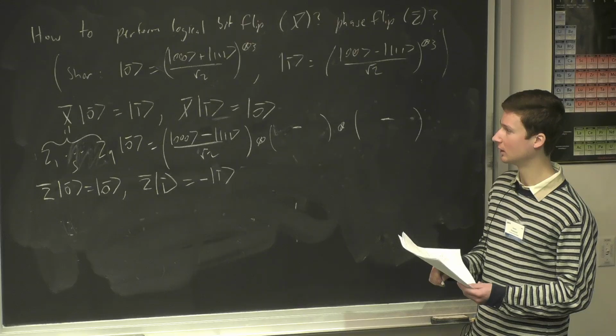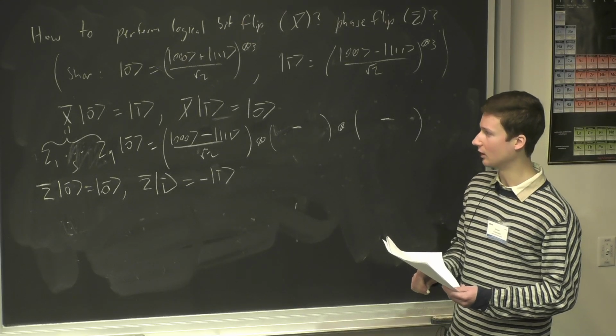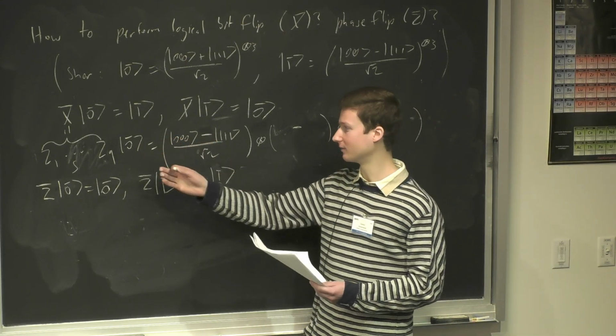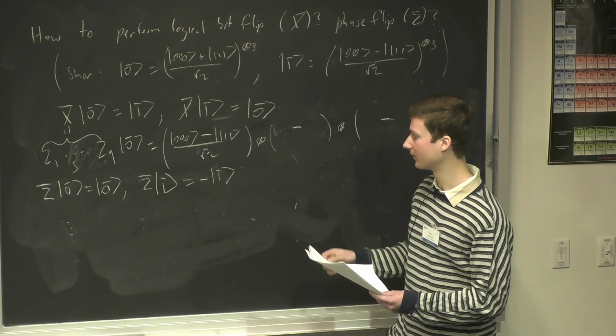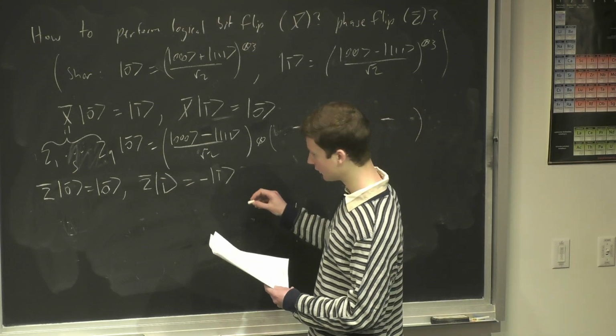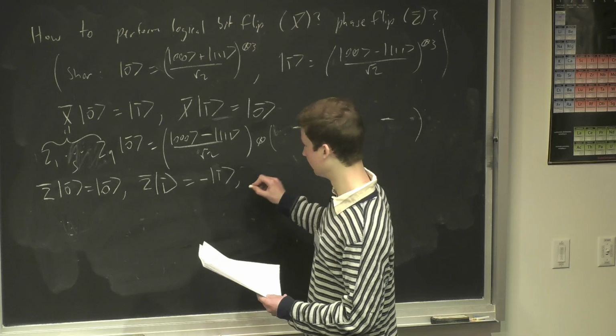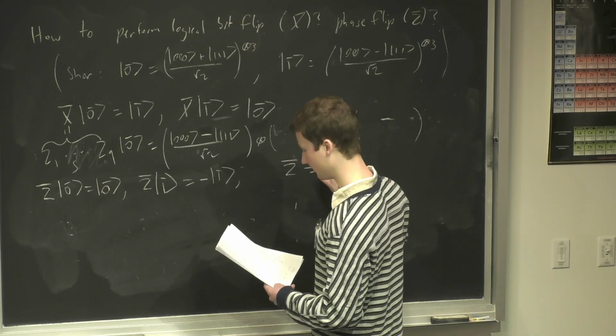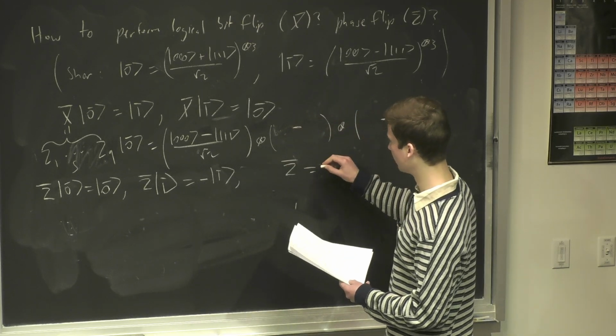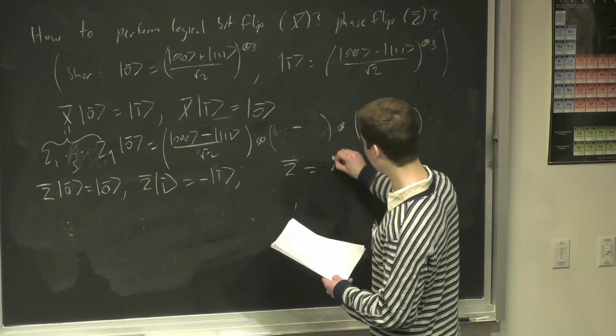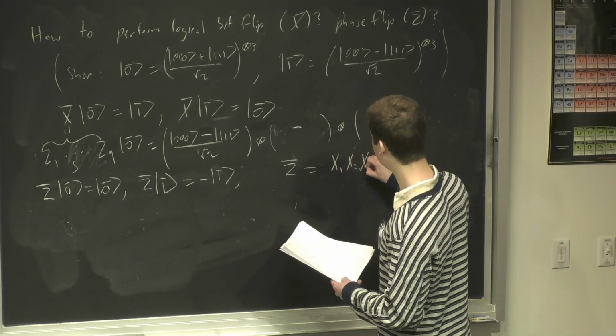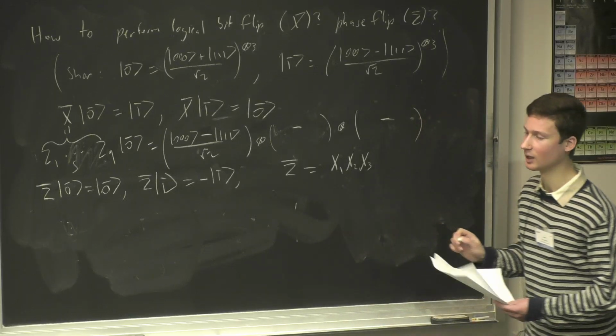And just like we saw, logical X in this case was a product of Zs, it's going to turn out that logical Z is a product of Xs. So we can actually just check that if we set logical Z equal to X1, X2, X3, what does that do?